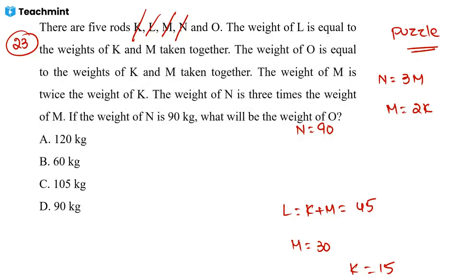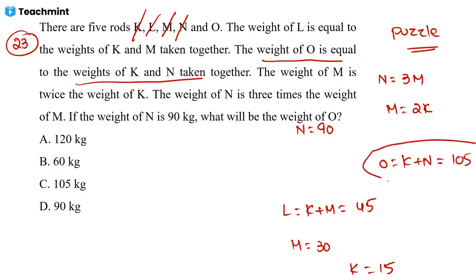O is K and N together. Yeah, now that statement is added here. O is equal to K and N together. So O must be equal to K plus N, which is nothing but 105. Then option C. Already all data is there, some statement was missed. Yes, that's done now. Right, let's see about the next question. That's the typing error, but in the exam they give all data correctly. They verify twice and thrice.